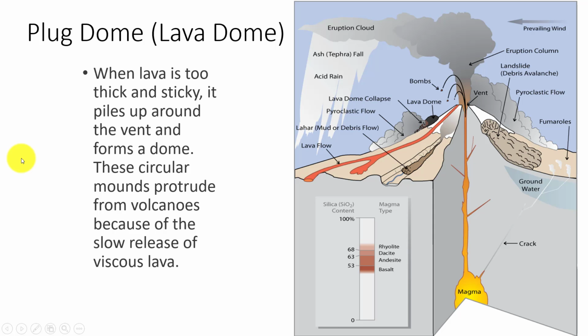Here's an example of another type, a plug dome or lava dome. When the lava is very thick and sticky, it will pile up around the vent, and this forms a dome. And you get circular mounds that protrude from the volcanoes, and this is because of the slow release of viscous lava. And so you will see that the dome tends to be smaller and a little bit different shape than if you were looking at a composite volcano.